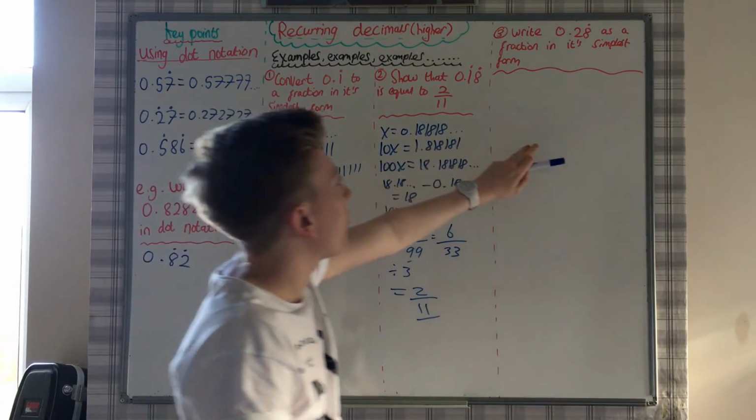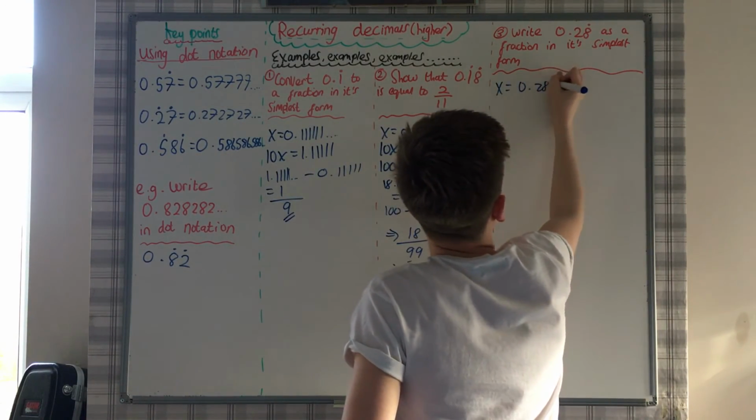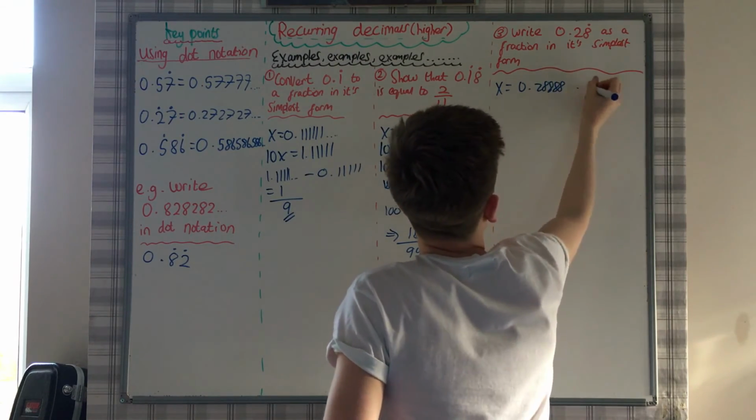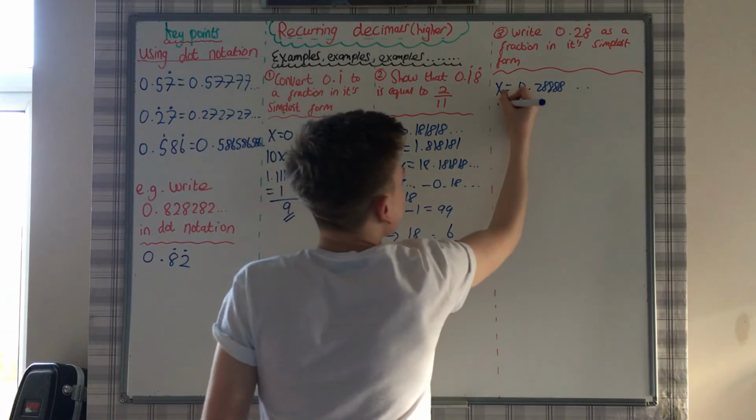Okay guys, hopefully you've given this one a go at home. So x is equal to 0.28888 and so on. We've got one recurring value, so let's multiply by 10.